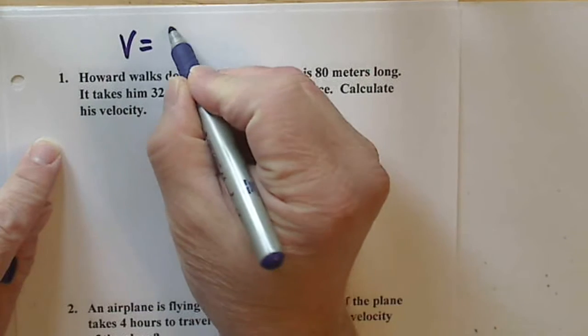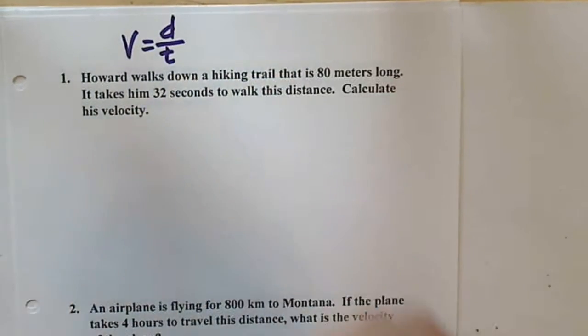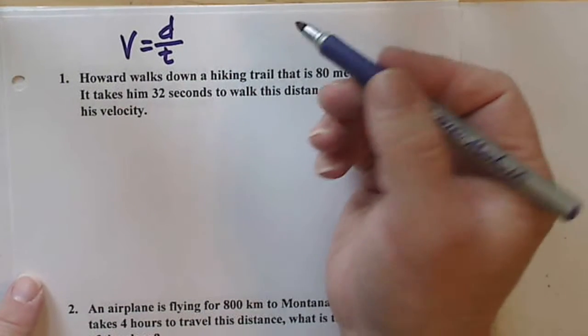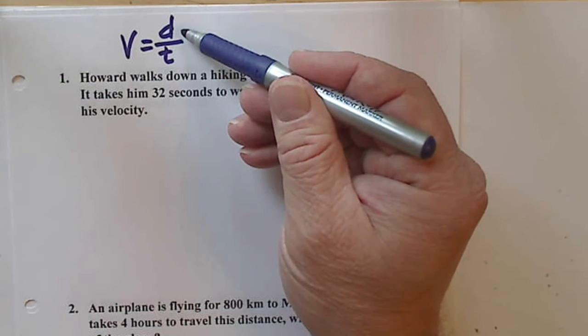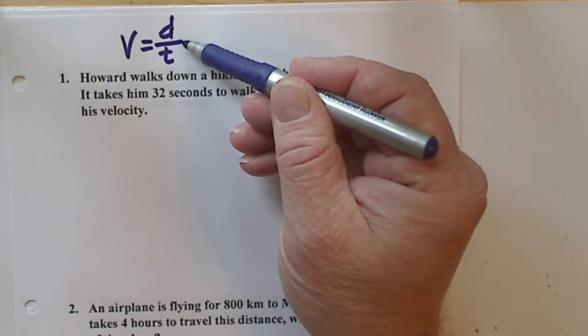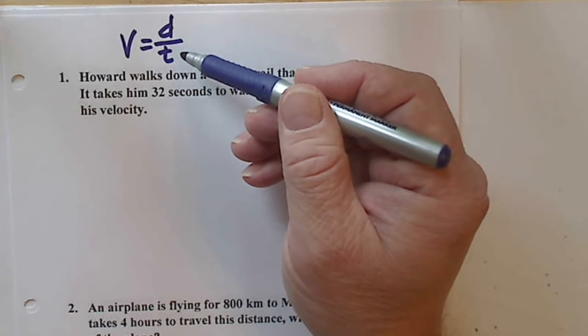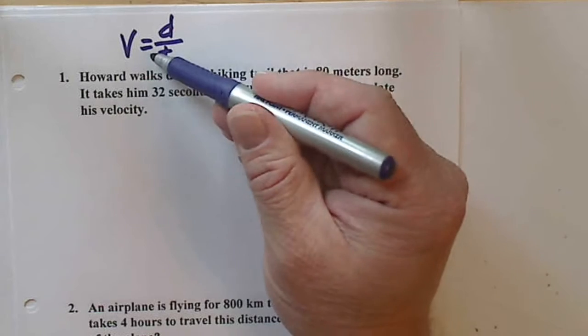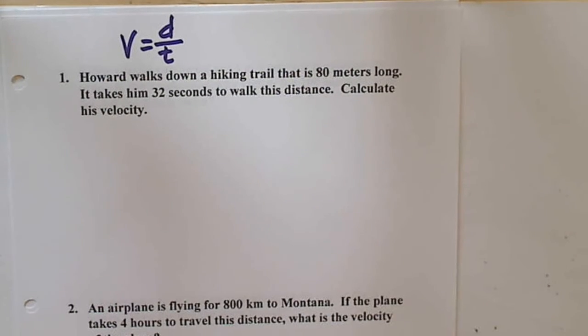So the formula we're going to be using today is velocity is equal to distance divided by time. Now you see that all the time. Like if you're driving down the road in a car, you're going 35 miles per hour. Miles is the distance, per means divided by, and hour would be the time. So when you find out you're going 35 miles per hour, that's the velocity or speed of your car. Okay, so let's go over some examples.